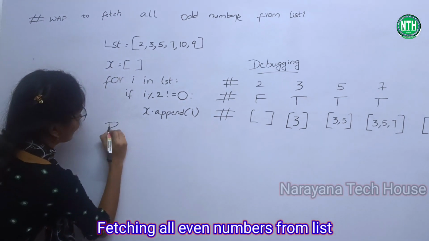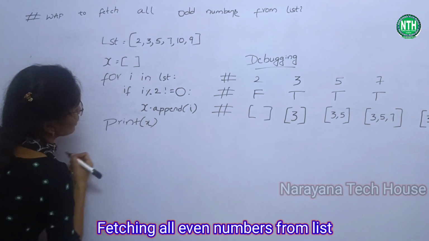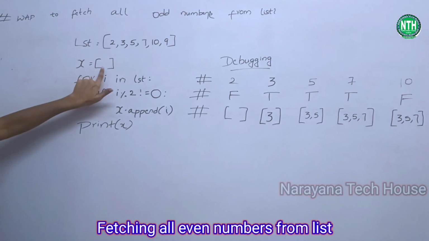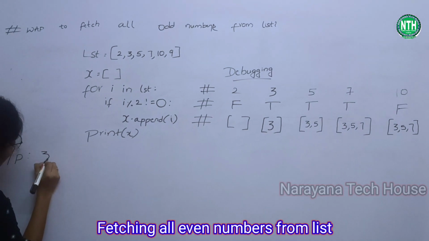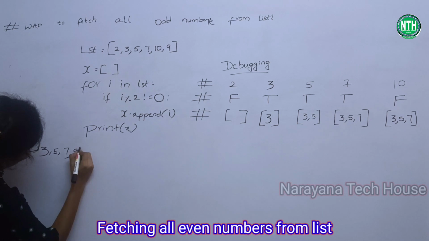Now I am printing x. Why I am printing x means all elements are added to x only. 3, 5, 7, 9.